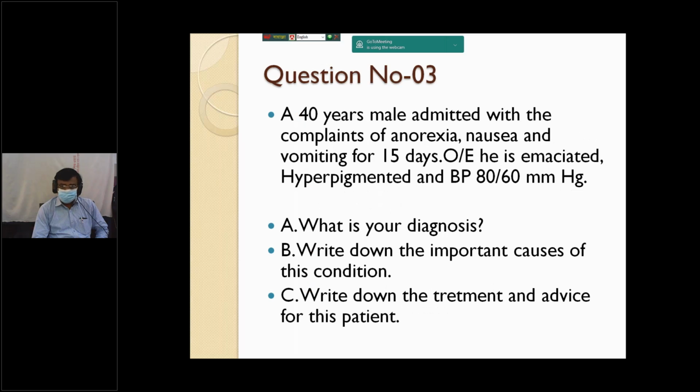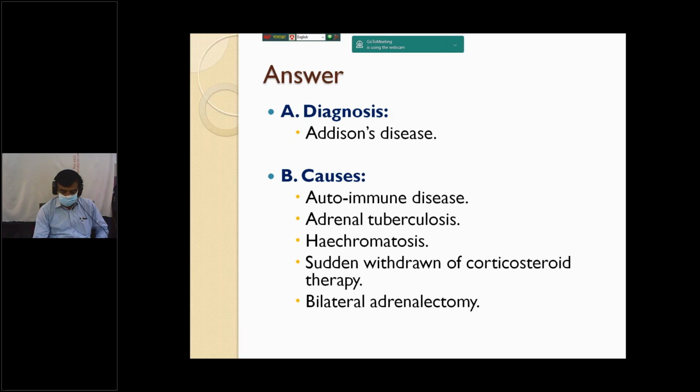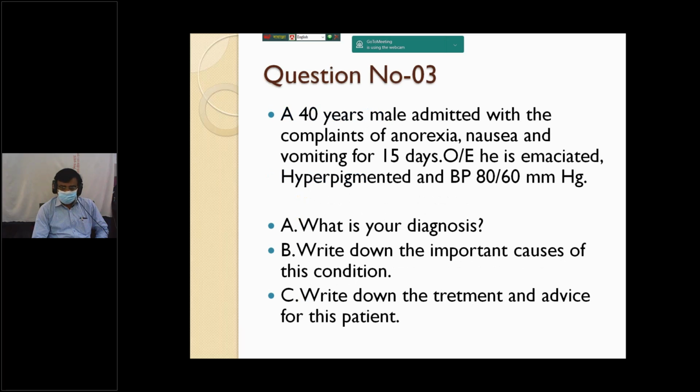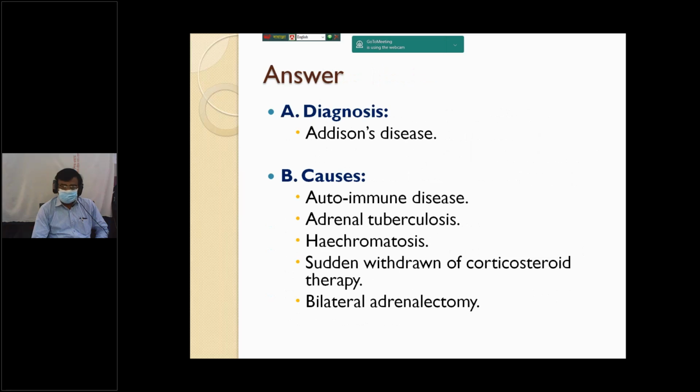Now question number 3. A 40 years male admitted with the complaints of anorexia, nausea and vomiting for 15 days. On examination, he is emaciated, hyperpigmented, and BP is 80/60. So what is your diagnosis? Our diagnosis is Addison's disease. Next question, write down the important causes of this disease. And the causes are autoimmune cause, adrenal tuberculosis, hemochromatosis, sudden withdrawal of corticosteroid therapy, and bilateral adrenalectomy.